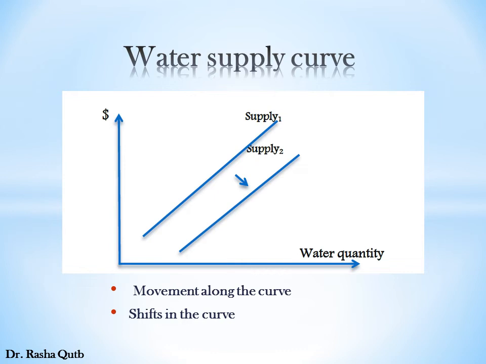Second, if we shift from one type of water supply to another type, for example, switching to salt water desalination, or we reuse and recycle the water. When we shift from one type of water supply to another, this causes a rightward shift in the water supply curve.